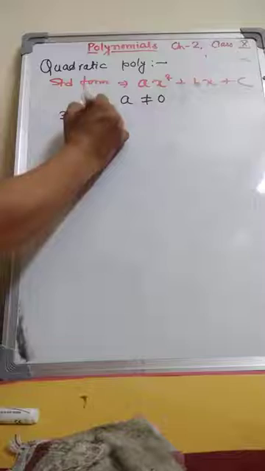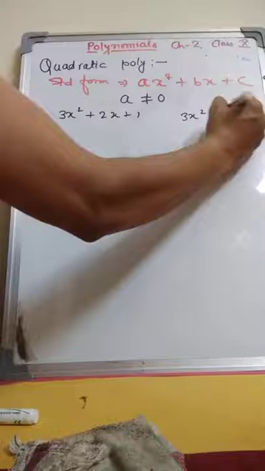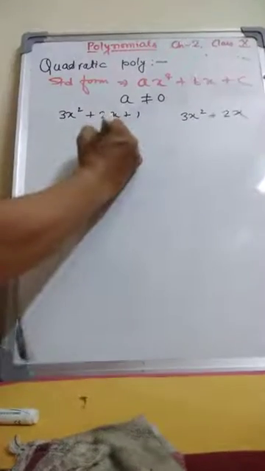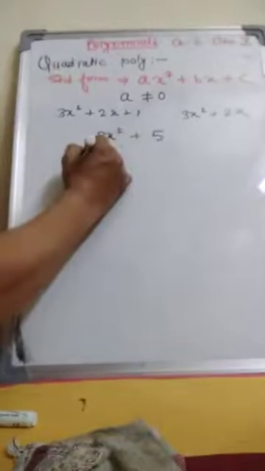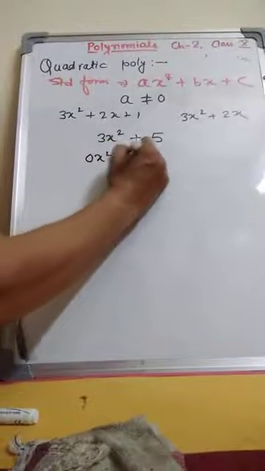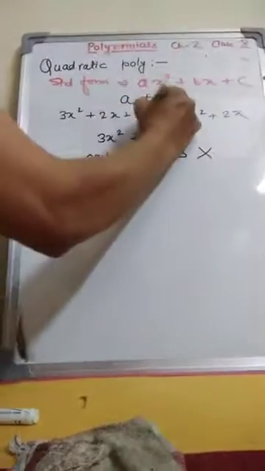3x square plus 2x plus 1 is a quadratic polynomial. 3x square plus 2x is a quadratic polynomial. 3x square plus 5 is a quadratic polynomial. But 0x square plus 5x plus 3 is not a quadratic, because a is not equal to 0.